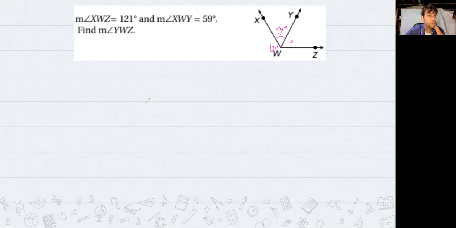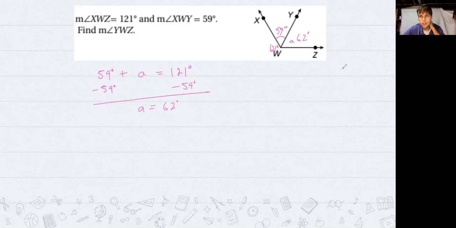I could set up an equation for myself using the angle addition postulate. I could also do something much easier than this, but that would only work if I have numbers. So I'm just going to set up my equation. So 59 degrees plus A is going to equal 121. Very simple equation. I just subtract 59 from both sides to figure out what my angle needs to be. 62 degrees. So this angle right here is 62 degrees.